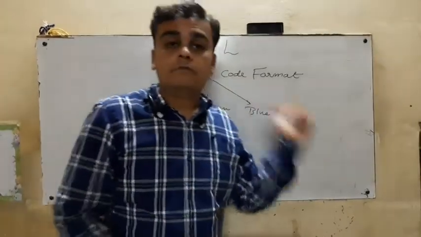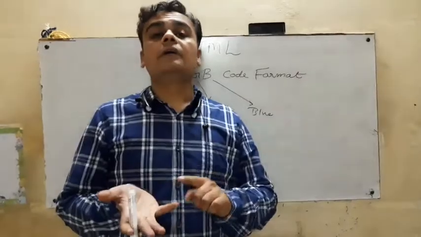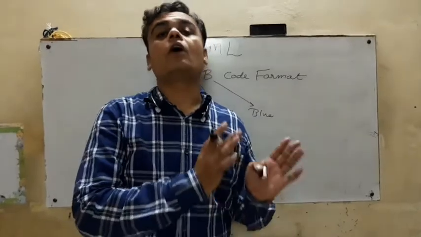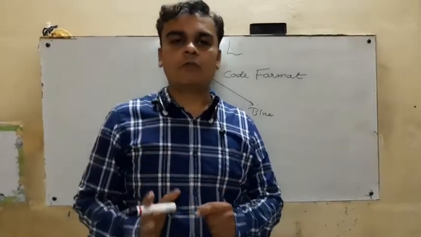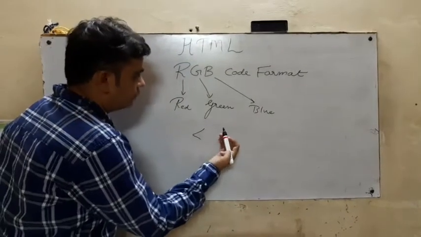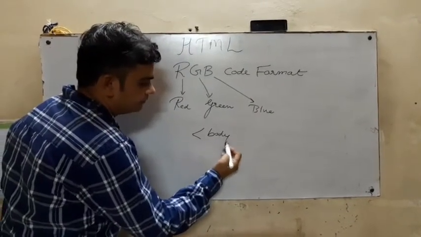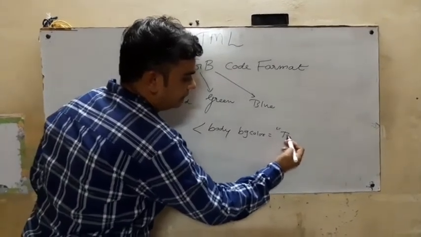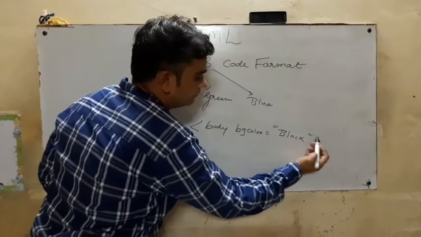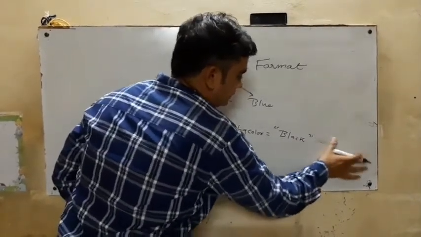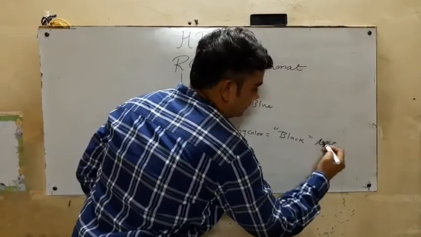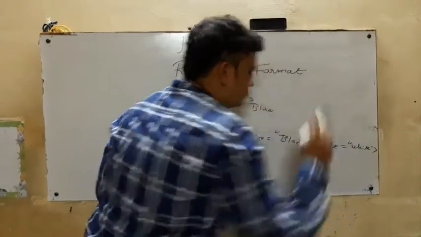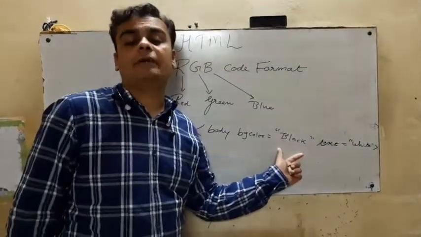We use this RGB code format in the IMG tag and in the body tag, for changing the background color or the text color. Suppose I am writing body, then bgcolor, black, and text is equal to white. So this type of format I want to display in my web page.